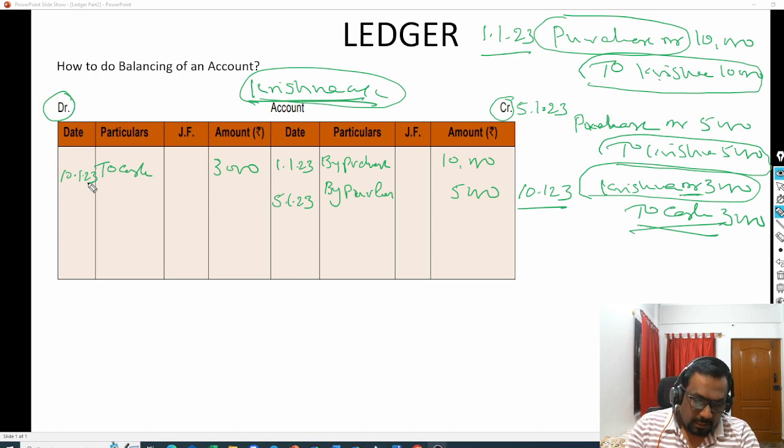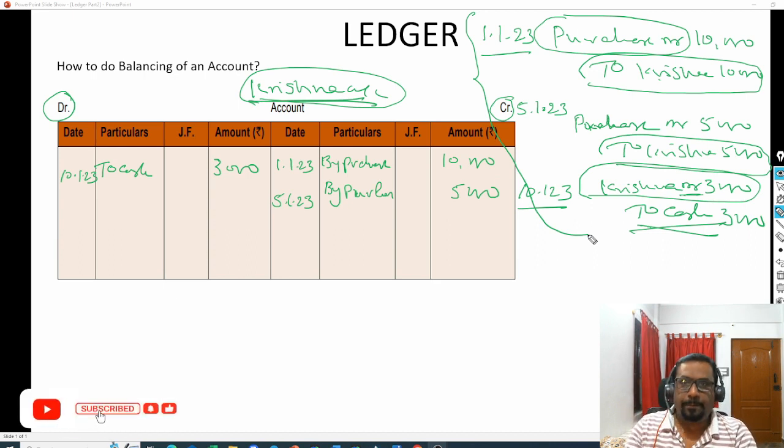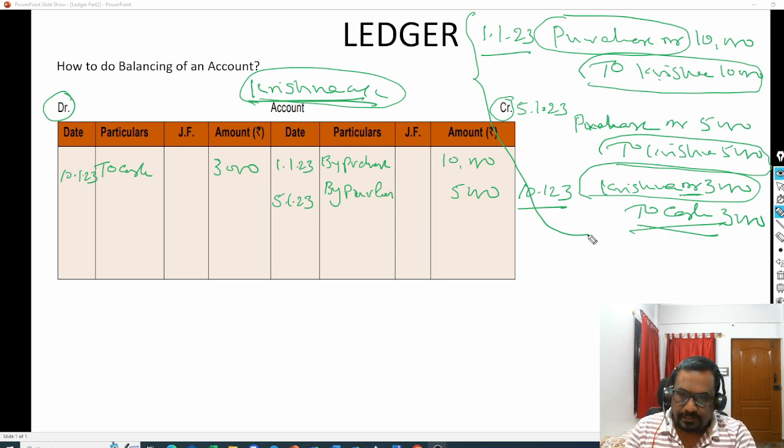So I prepared Krishna account by considering all three journal entries. Now the balancing part comes into the picture. How do I do the balancing? While doing the balancing, what you need to keep in mind is there are two sides: debit side and the credit side.